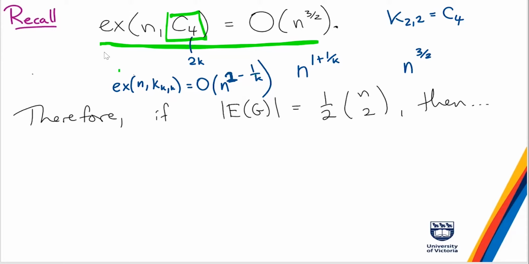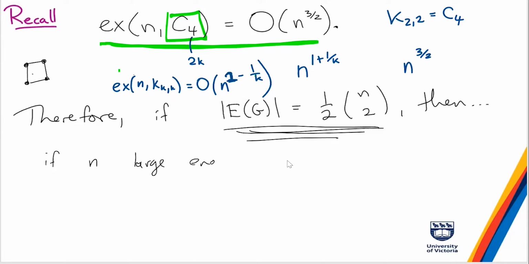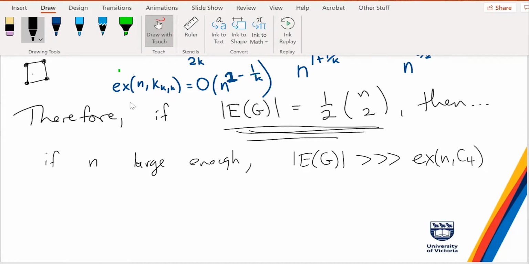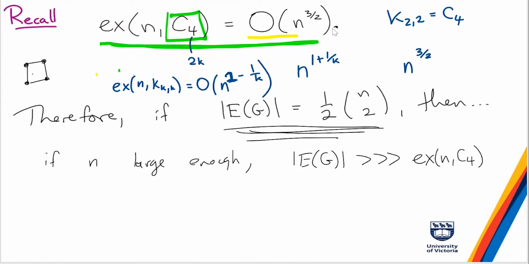I mean, that's what C4 looks like, right? It looks like a square. But we're going to deal with the case where the number of edges is way bigger than the extremal number. So if the number of edges in a graph is, for example, half the total number of possible edges, then if n is large enough, which doesn't have to be very large, the number of edges in G is going to be a lot bigger than the extremal number for C4, because as we said above, the extremal number only grows at a much slower rate. The extremal number grows at a rate of at most n to the 3 halves, whereas here we're dealing with a quadratic number of edges, something like n squared over 4.